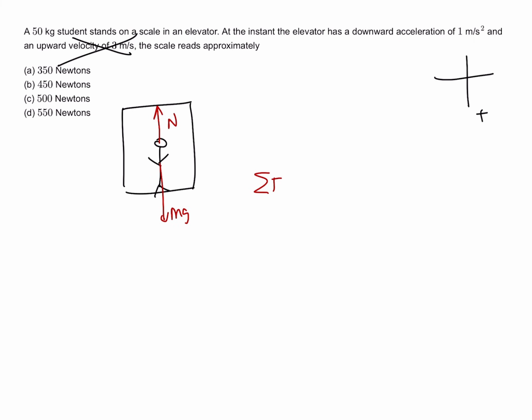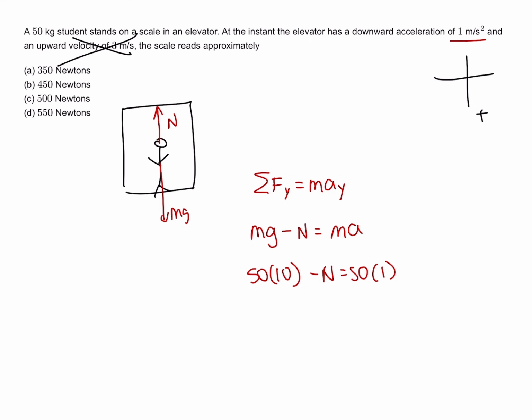So the sum of the forces in the y direction would be equal to ma, and once again, downward I'm considering as positive. So mg minus n is equal to ma. Then we just need to substitute our values in. So the mass is 50. I'm going to consider g as 10 for this, which you often can do in multiple choice questions. Minus n is equal to 50, his mass again, times the acceleration, which was given to us over here. And then it's just simple algebra, and we know that n is equal to 450 newtons.